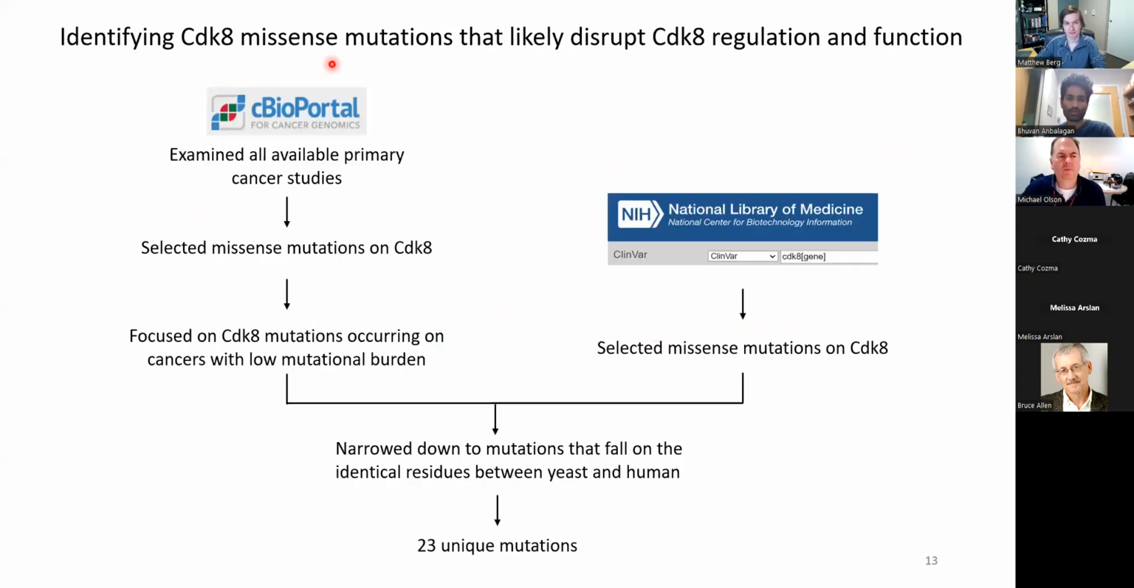So in order to identify CDK8 missense mutations which will likely disrupt CDK8 regulation and function, I used these 2 databases. First is cBioPortal, which contains a repository for sequenced tumor samples. I examined all the available primary cancer studies, where I selected only missense mutations on CDK8, and I focused on CDK8 mutations occurring in cancers with low mutational burdens. Likewise, I used ClinVar, which is a repository for mutations found in clinical patients, and I selected missense mutations on CDK8. Together, I narrowed down to mutations that fall on identical residues between yeast and human, since I'm making all these mutants in yeast, which resulted in 23 unique mutations.